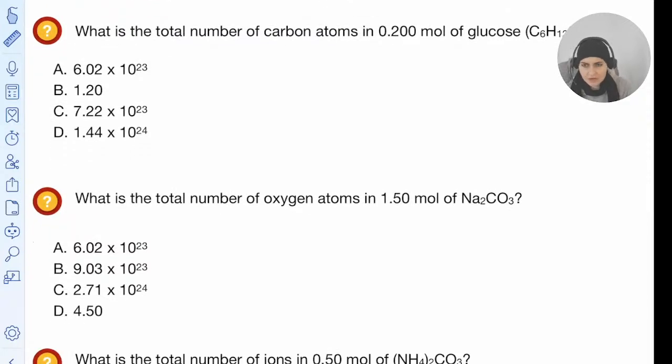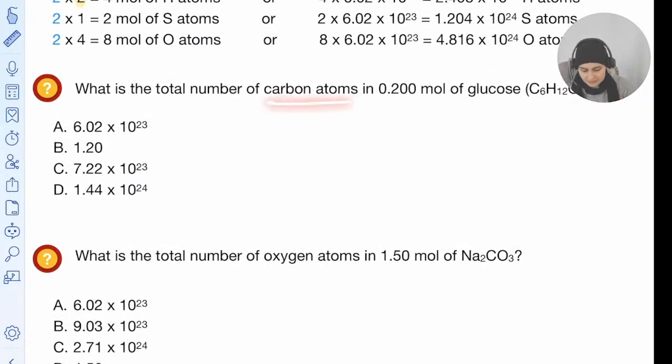What's the total number of carbon atoms in 0.2 moles of glucose? 0.2 moles of glucose, that's the formula. First, carefully check what they ask. Do they ask the moles of atoms or the number of atoms? Well, they ask about the number of atoms. There is no word moles there, right? So first we still need to find the moles. So we do 0.2 times carbon atoms times 6. This would be the moles of atoms, but we need the number of atoms. So then I do times Avogadro's constant.